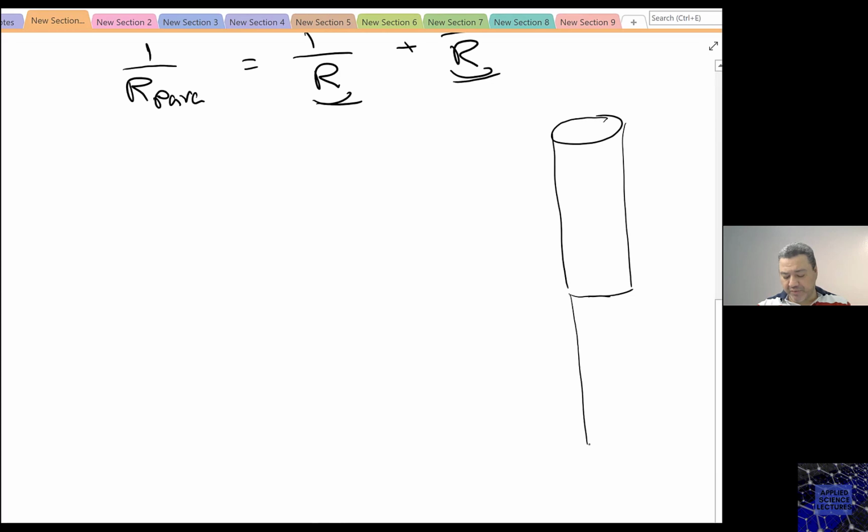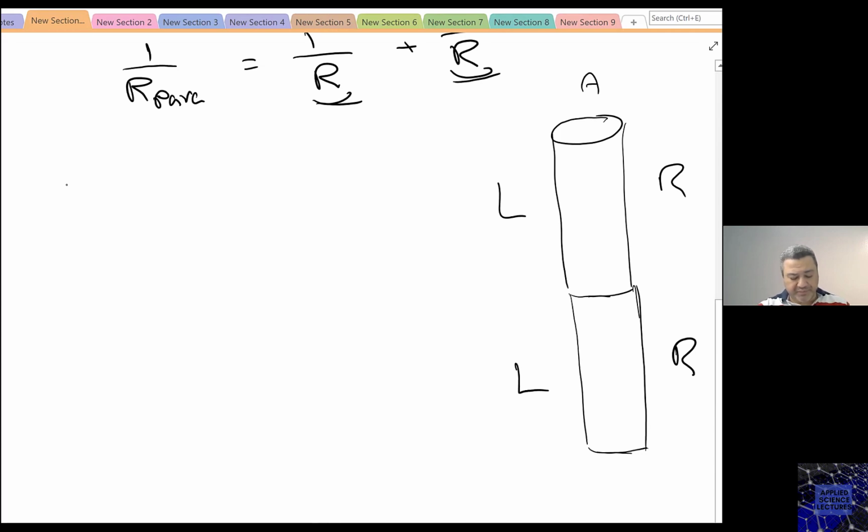However, I connected them in series like this. What is their equivalent? So this is R and this is R. They have the same length and they have the same cross section. What would be the equivalent resistance in this case?